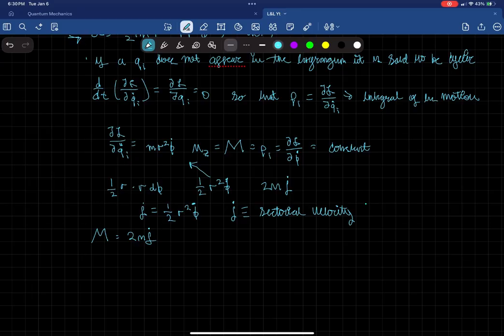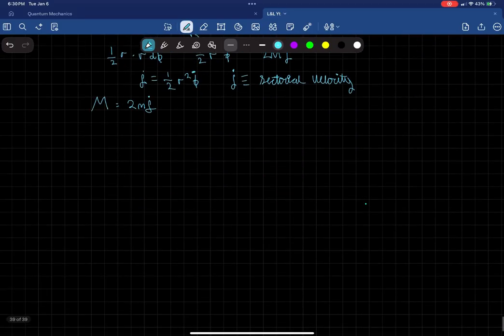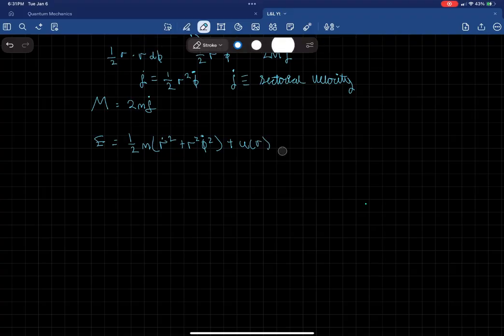Without writing out the equations of motion themselves, expressing phi dot in terms of the angular momentum and substituting in the expression for energy, we obtain, so if we start off, the energy is equal to 1/2 m (r dot squared plus r squared phi dot squared) plus U of r.